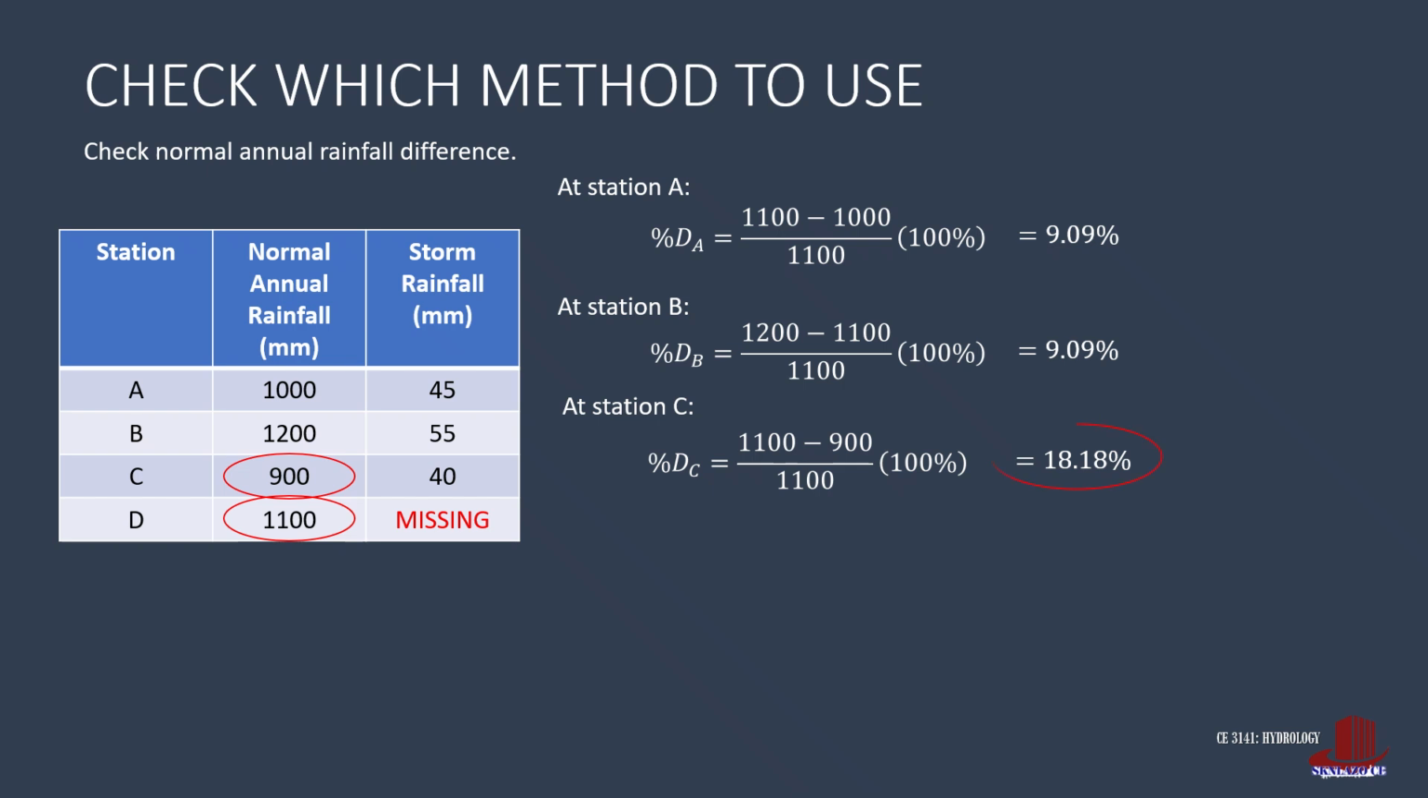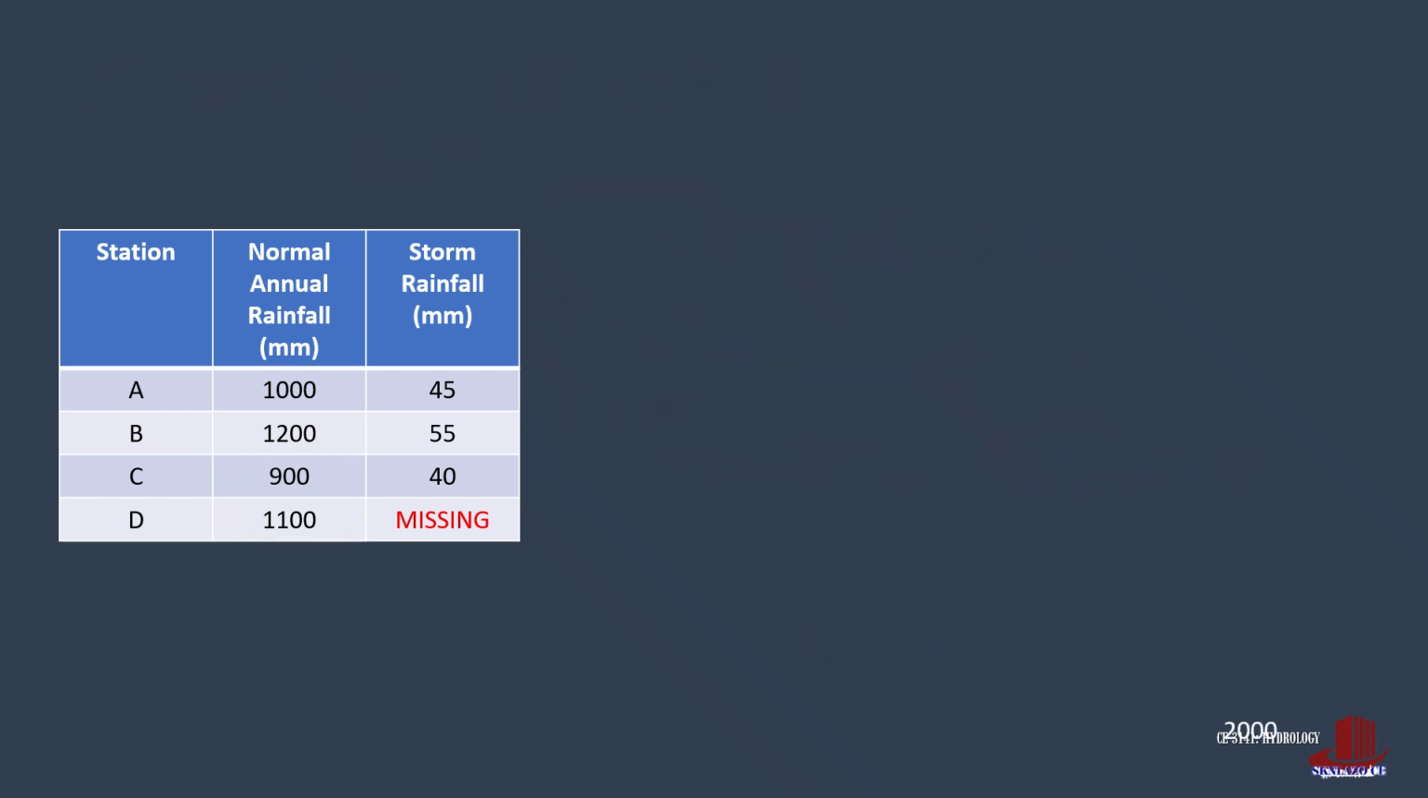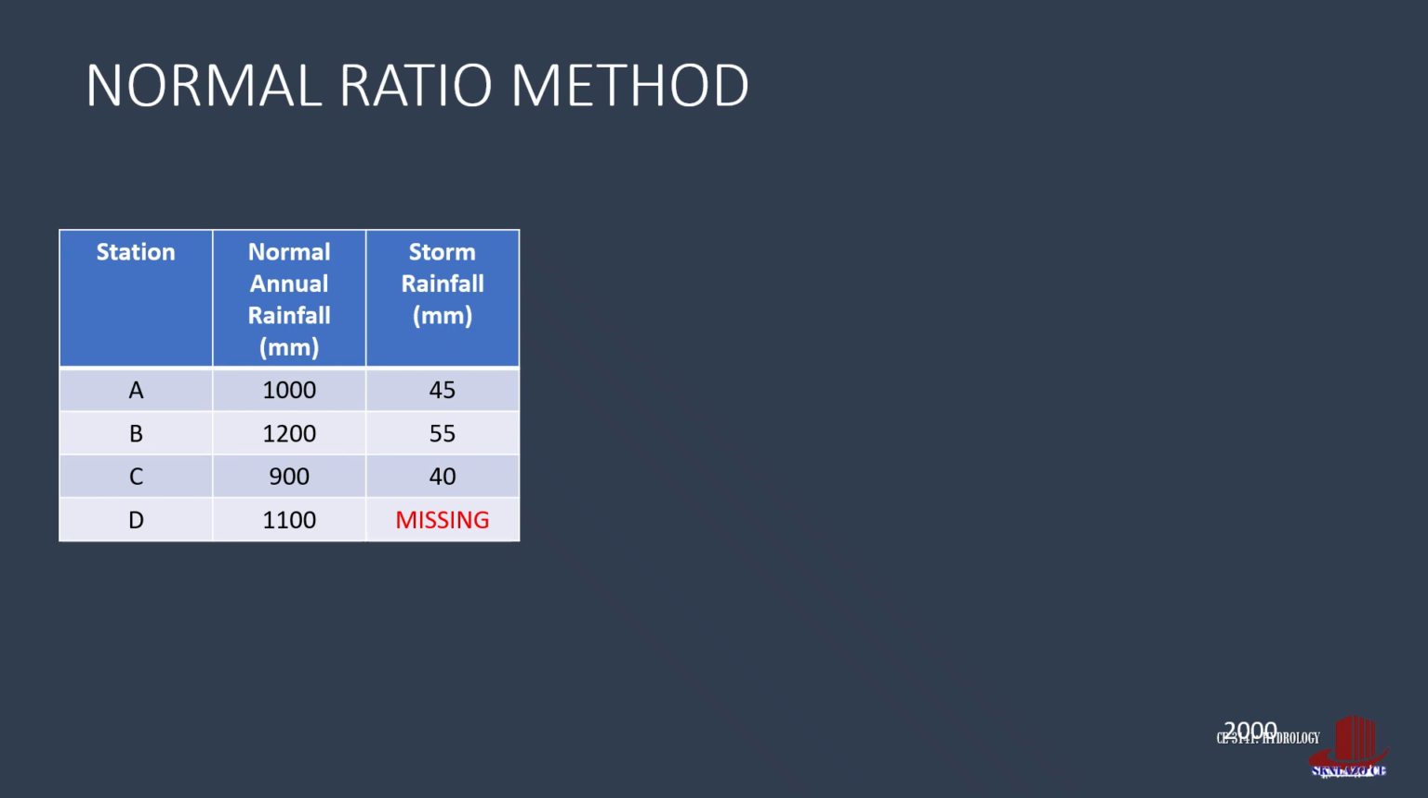Although just one station is going way beyond 10%, it violates the condition. Hence, we adopt the normal ratio method. The normal ratio method has a slightly longer equation, where the normal annual rainfall values play some parts.